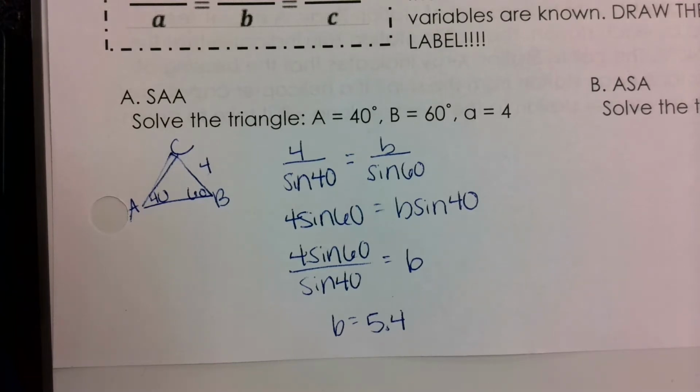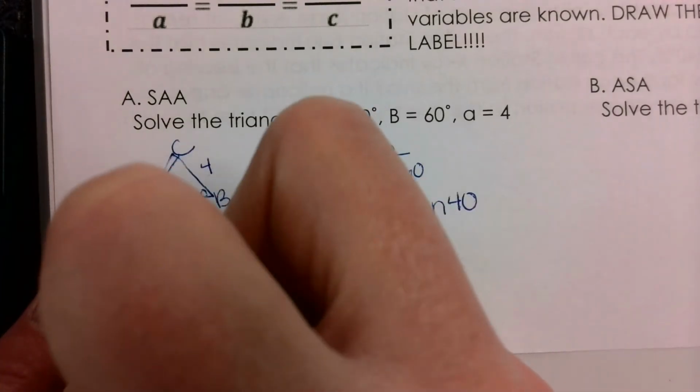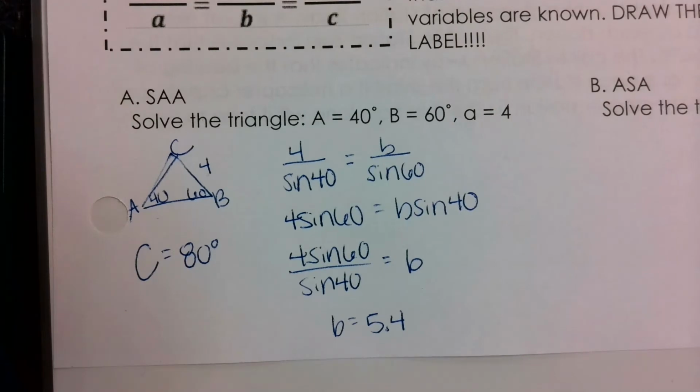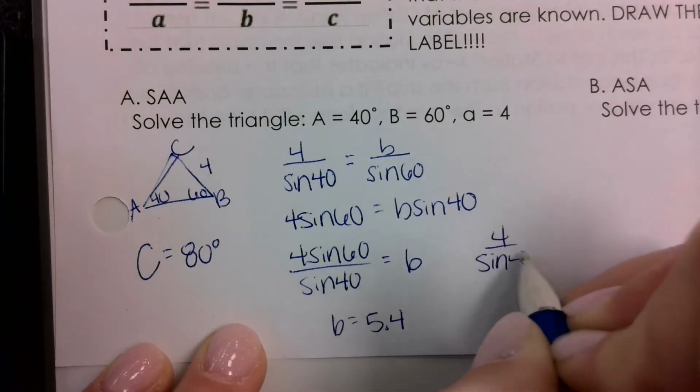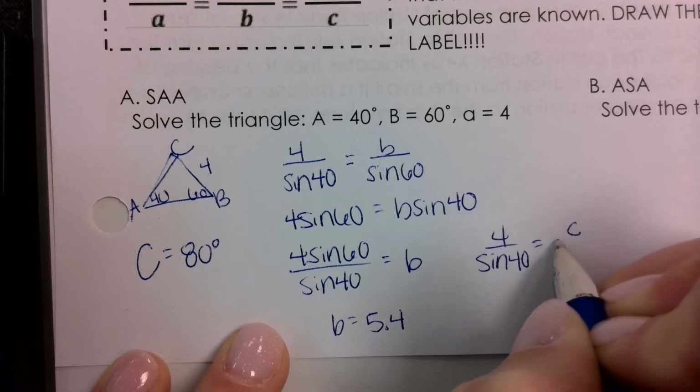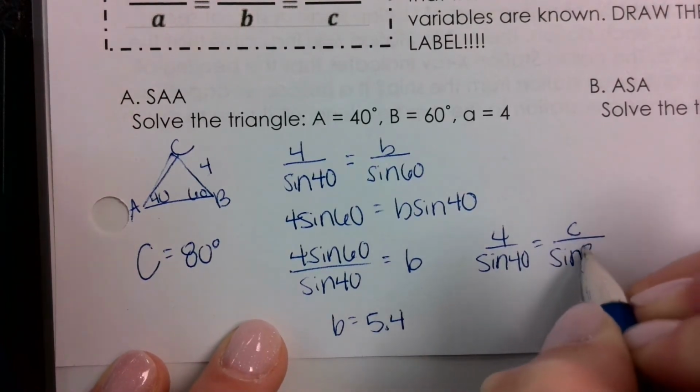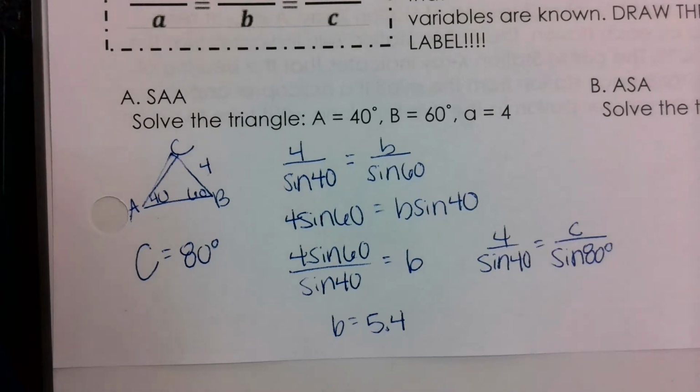Yes, so before we can find side C though, we need the angle there. But we can find that fairly easily, right? Because all your angles have to add up to be 180. We already know we have 40 and 60, that's 100. So what does angle C have to be? 80. So we know that C is going to be 80 degrees. So then we'll set up those proportions again to find side C. So I'm still going to use 4 over sine of 40. I just like to stick to the same one, but that's just me. So 4 over sine of 40 equals little c, we want to know side C, over sine of 80, because that was the angle measure that we found for C.